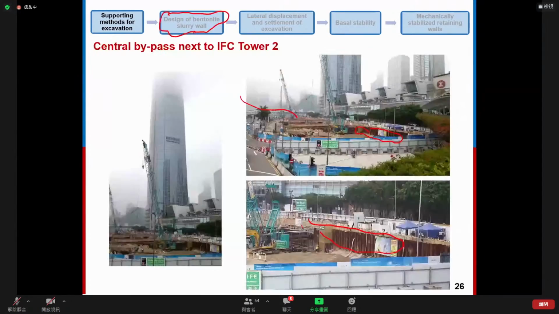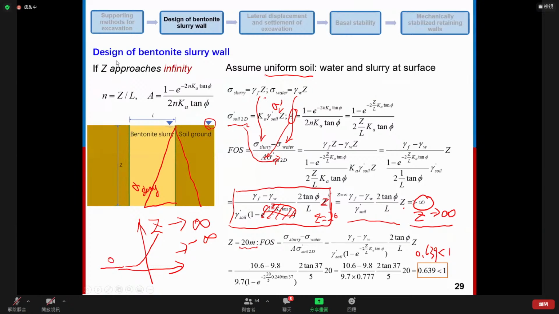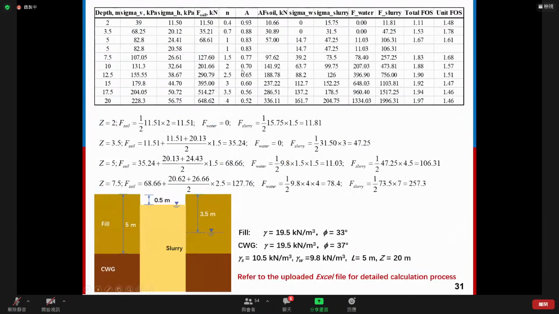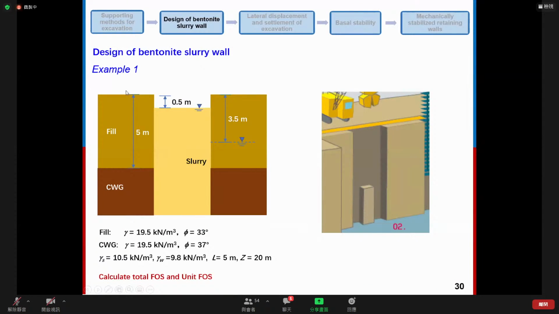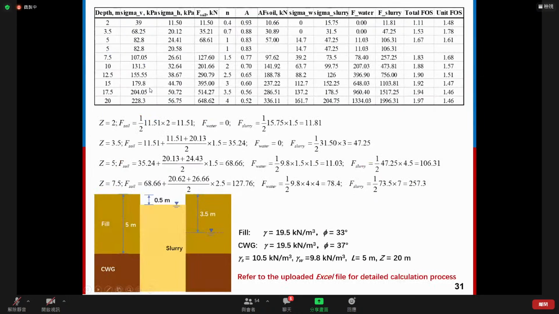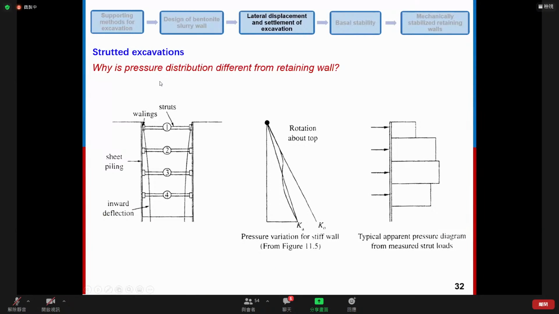Okay, let's continue. We have already discussed the design of ventilized slurry wall, and here we have an example which we will discuss in next week's tutorial. And here, let's move to the next section, which is about lateral displacement and the settlement of excavation.